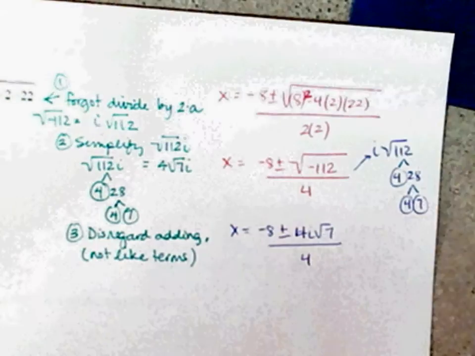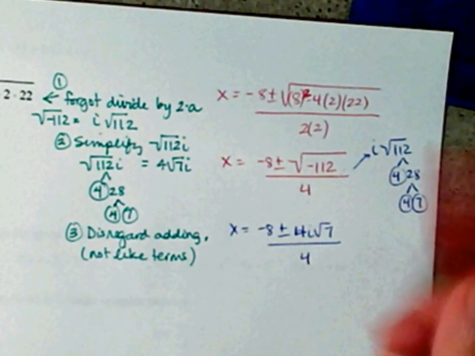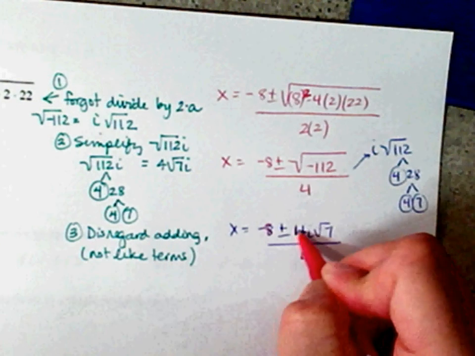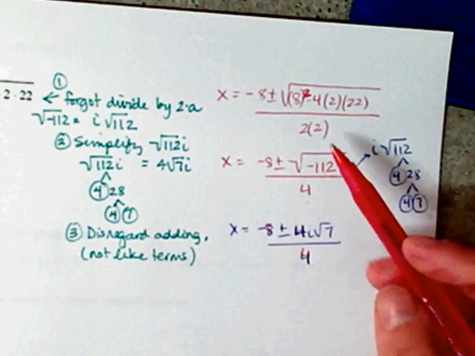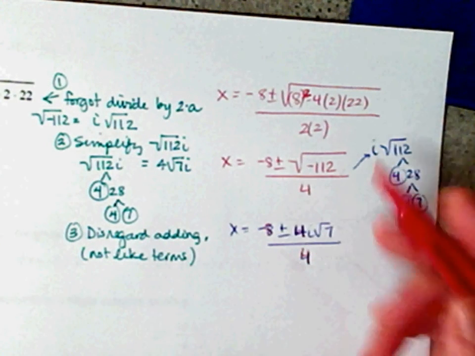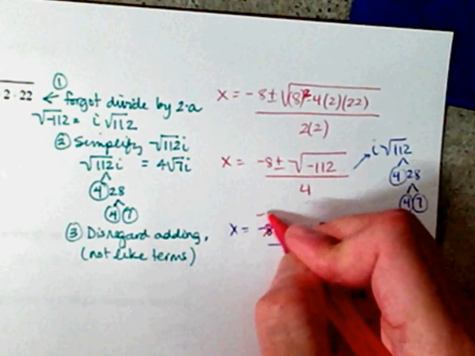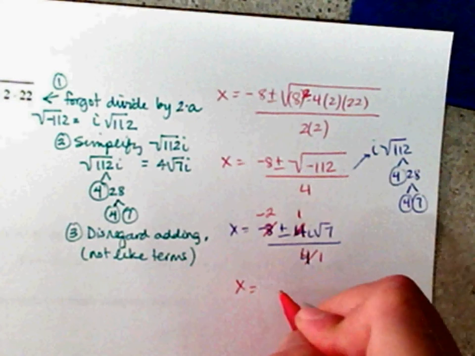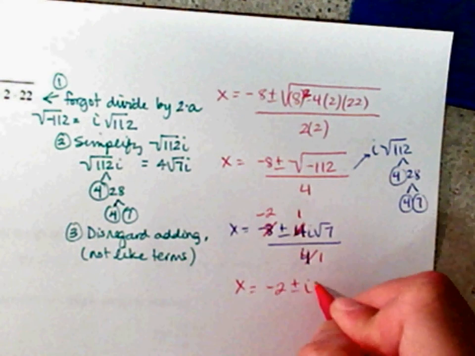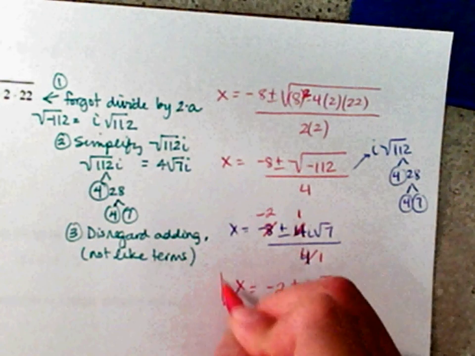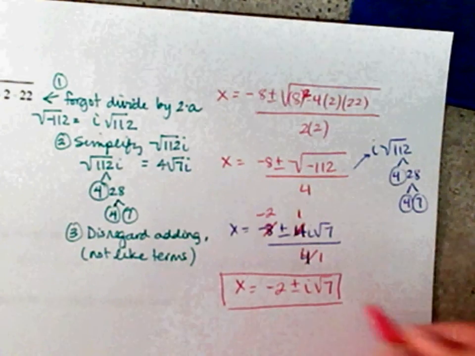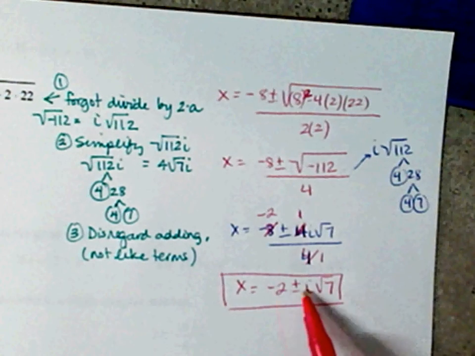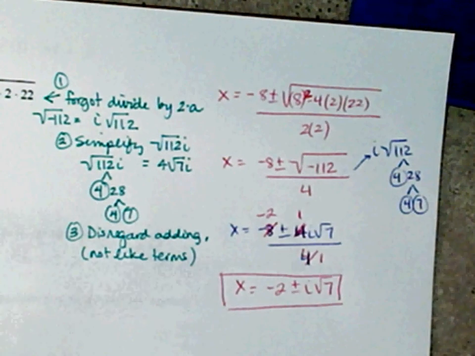Now take a look. You've got to look at all three numbers. There's 8, 4, and 4. What number goes into negative 8, 4, and 4? 4. So I'm going to divide every one of these by 4. Okay? So your final solution is negative 2 plus or minus i square root of 7. And you can keep it together or you can keep it separate. Cannot combine these two. They're not like terms. And there you have number 14. Good luck on your tests.